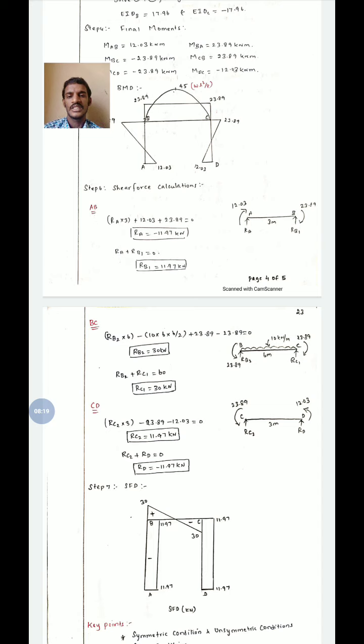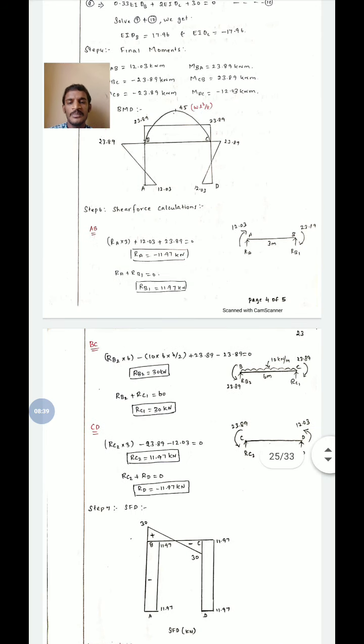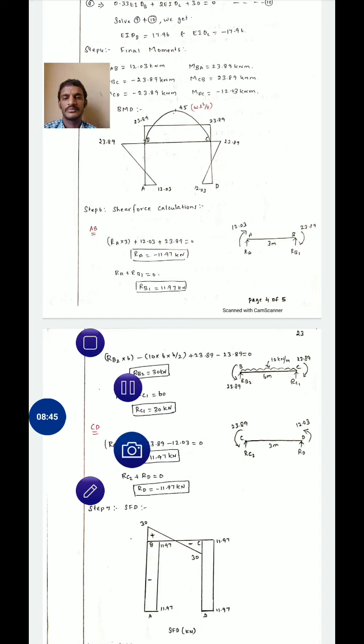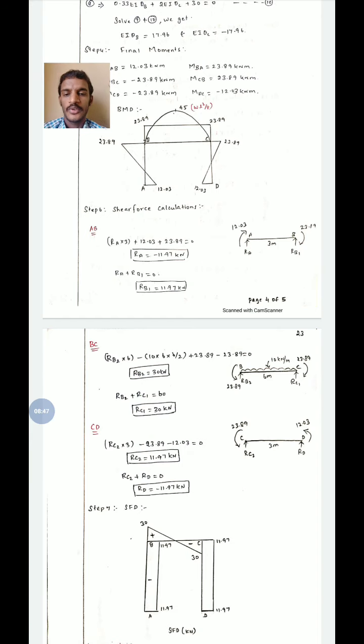Similarly, for the CD portion, there is no load acting. We have to consider only the moments. Finally, we get RC2 and RD values as 11.97 kilonewton and minus 11.97 kilonewton respectively. Step 7. Using the above reactions values, we have to draw the shear force diagram.